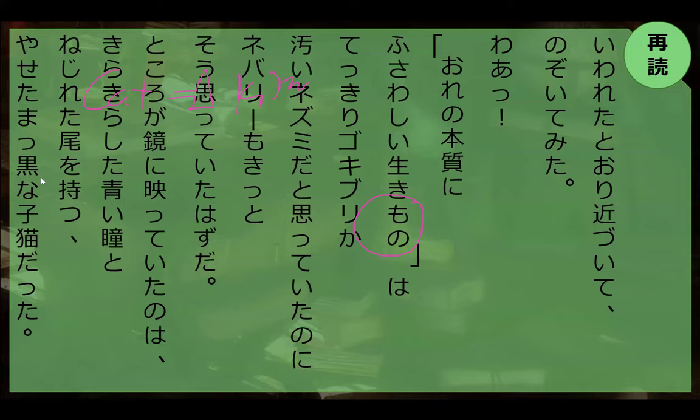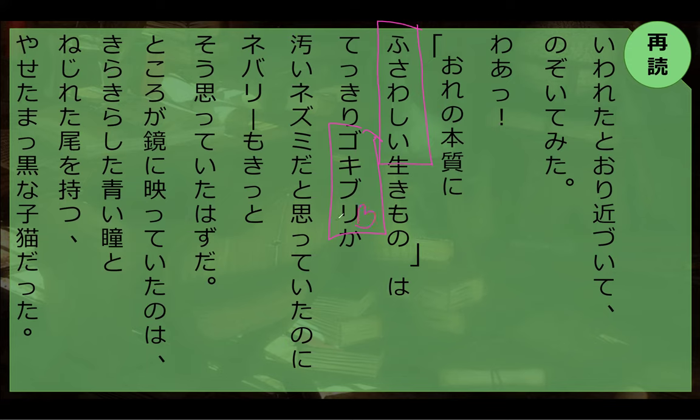Yep, that is what is reflected in the mirror. So not a nezumi nor a gokiburi. Do you know what a gokiburi is? A cockroach. So it is not a cockroach. Nor is it a fusawashii nezumi. Do you know what that means? Fusawashii is the adjective saying that it's suitable, suited. Yes, perfect.